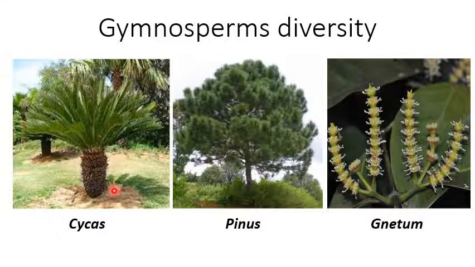Here let's see the diversity of gymnosperms. This plant is cycas, where the stem is small, and here you can see the compound leaves. Another example is pinus. Actually the shape of this plant is conical, and their leaves are needle like. They are very small. These plants grow in high altitude and high rainfall places.